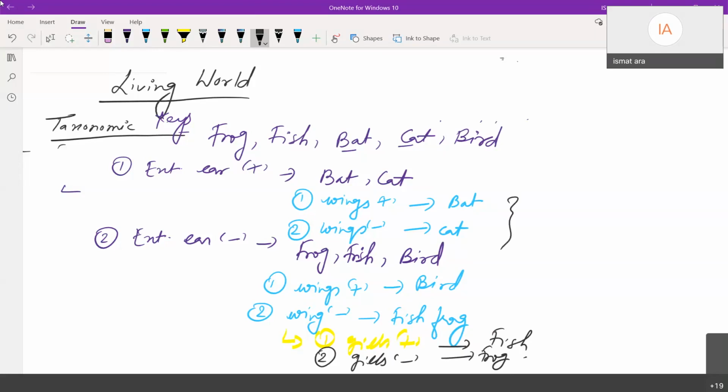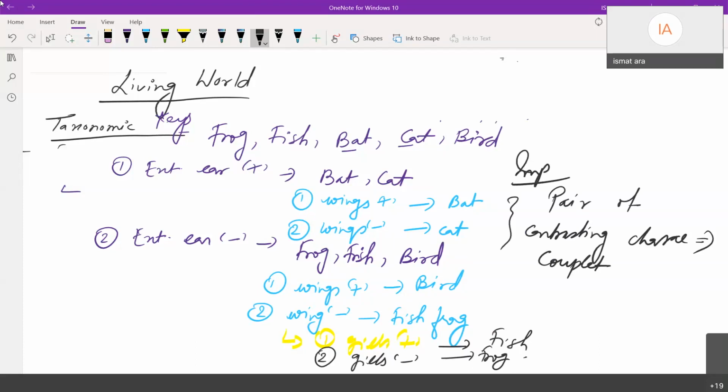Now this pair of contrasting characters is called a couplet. Very, very important. A pair of contrasting characters is called a couplet. Each statement is called a lead. That means this is a statement, wing present, wing absent. Each statement is called a lead.